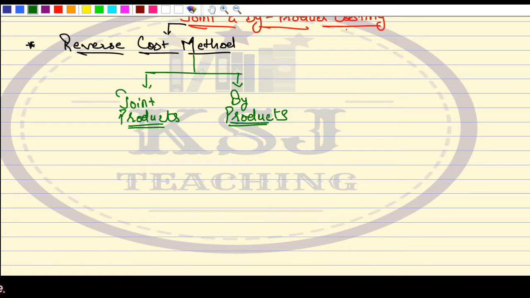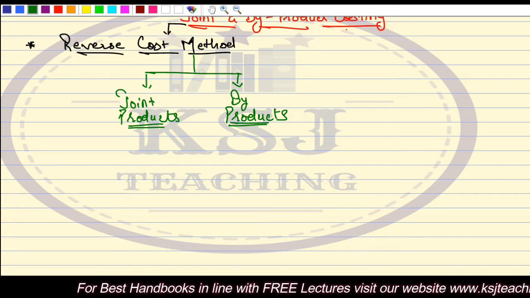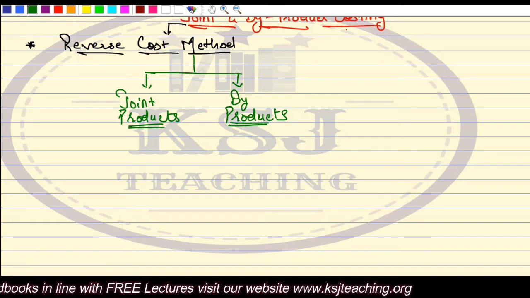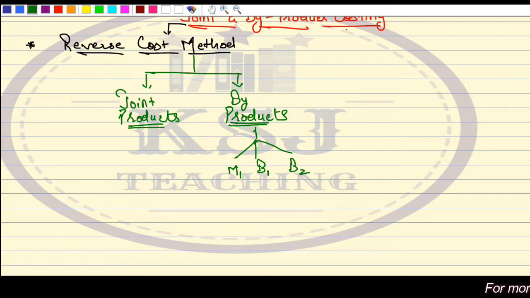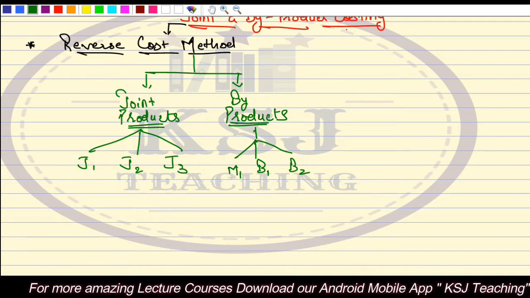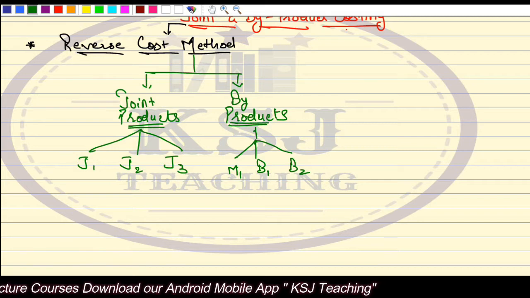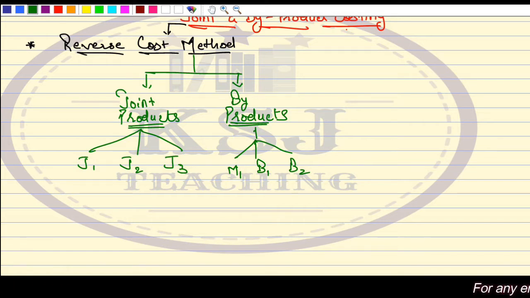What is a joint product, sir? Where more than one product is received from a process and the significance of the products is almost equal. In case of the byproducts, we have a main product and the byproducts B1 and B2, whereas in case of joint products, all the products have equal significance. In case of byproducts, the main product has more significance than the byproducts. Clear?